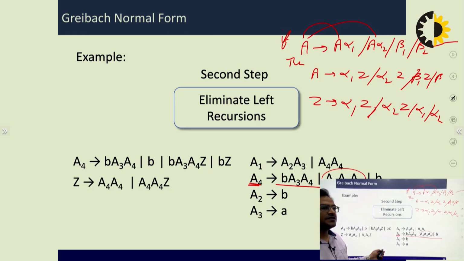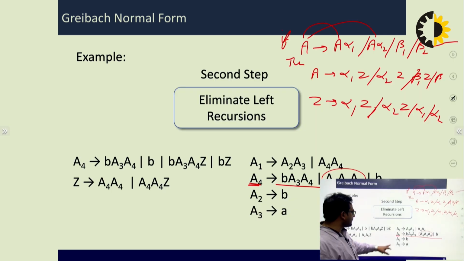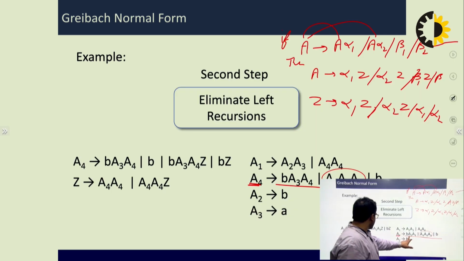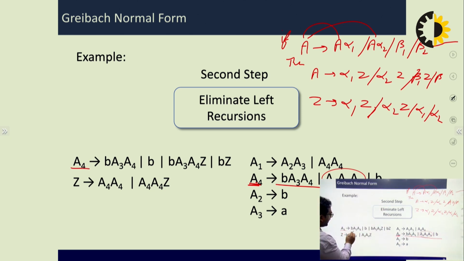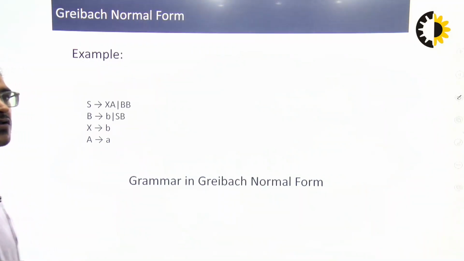We can explain it with the next example. If A tends to A alpha 1, this is the A, A is here. This is A alpha 2, this is beta 1, this is beta 2. So A tends to beta 1, beta 1 z, and z tends to alpha 1 z. This is the way you can solve them.